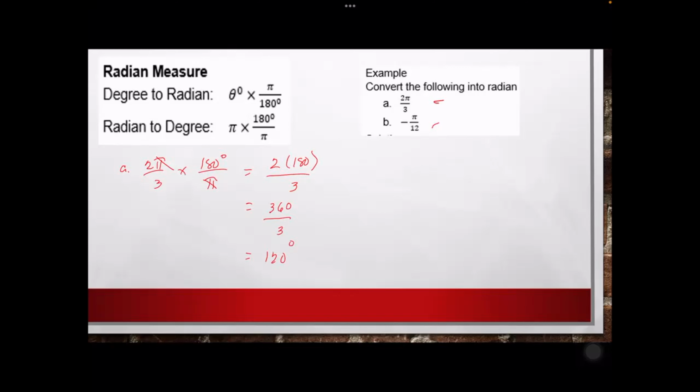Okay? Next, for the letter B, magkakaroon tayo ng negative pi over 12. So, times 180 over pi. So, cancel out ito. So, this will be negative 180 pi over 12. And ang magiging sagot natin, kung divide natin yung 180 divided by 12, the answer will be negative 15 degrees.